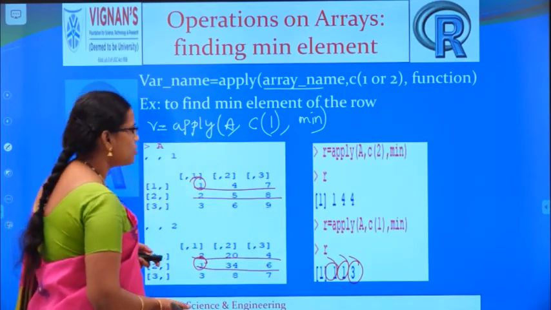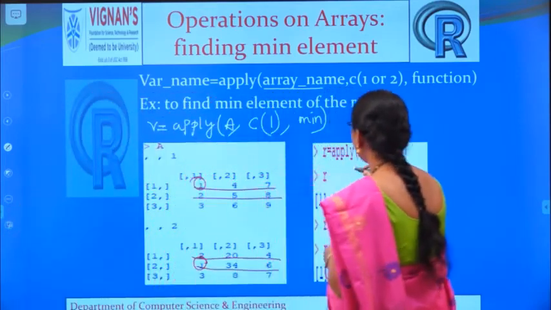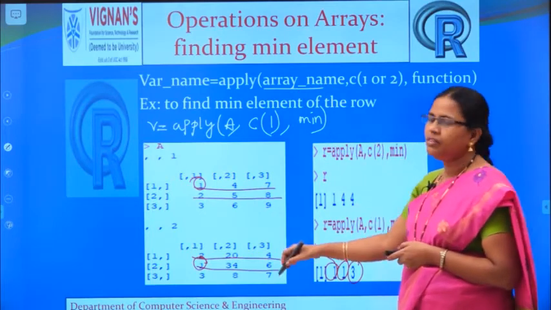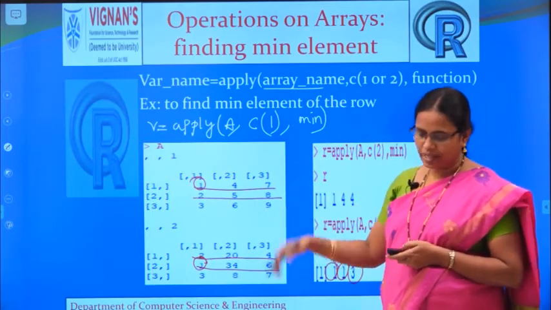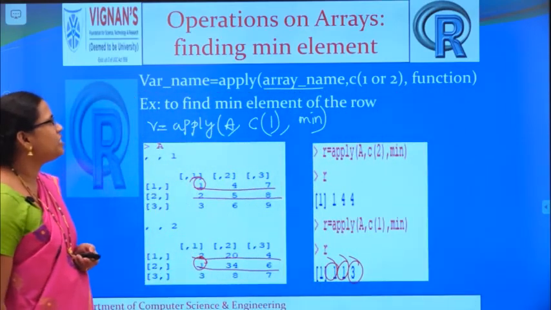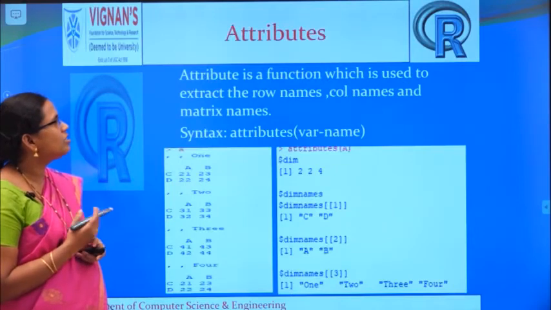In another example, when you specify apply of A comma C of 2 comma min, that means it is finding the minimum element across the columns. Like this, you can perform different operations on arrays. Next, let us see the attributes.